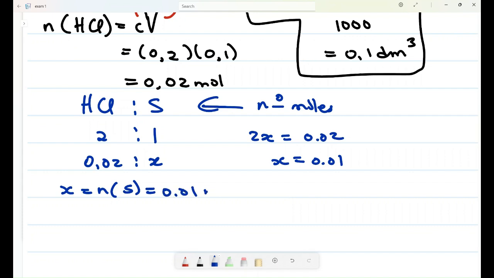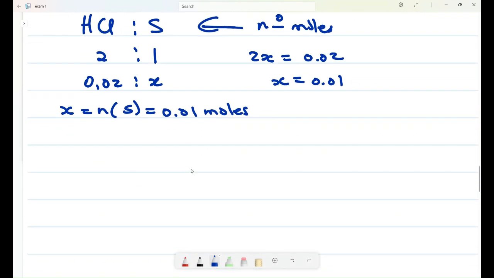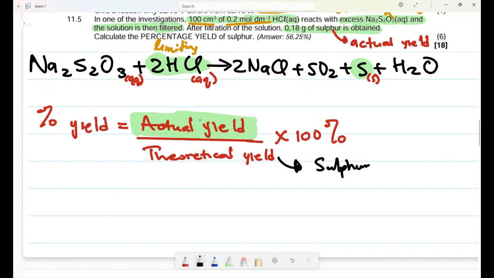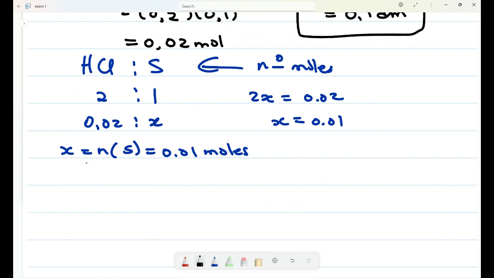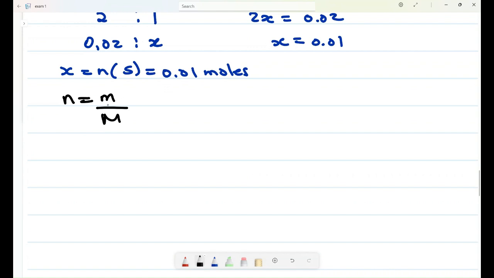Now that I have the number of moles of sulfur, 0.01 moles, let me get the theoretical mass. The theoretical mass of sulfur, because the actual mass was already given. Here I'm trying to calculate the mass of the sulfur, so I write mass of sulfur. This is the theoretical.